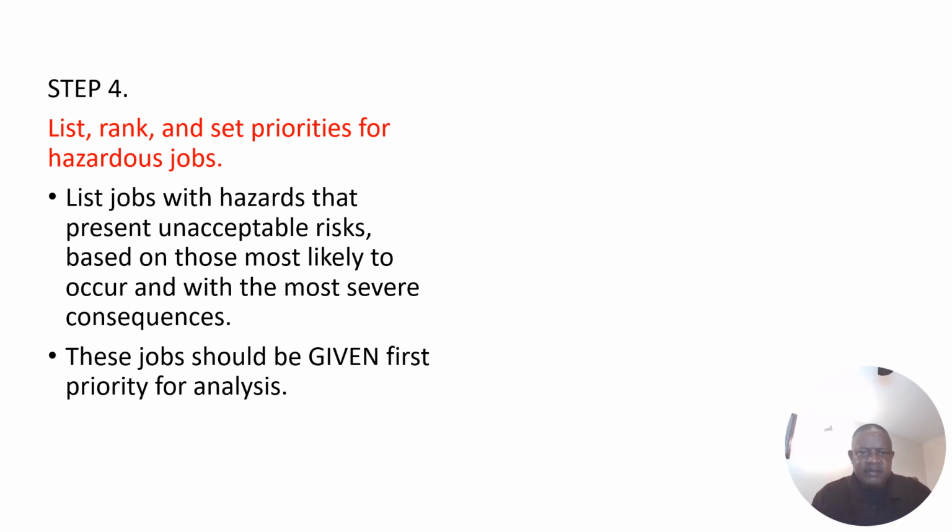And then step number 4, list, rank, and set priorities for hazardous jobs. List jobs with hazards that present unacceptable risks based on those most likely to occur and with the most severe consequences. These jobs should be given first priority for analysis.